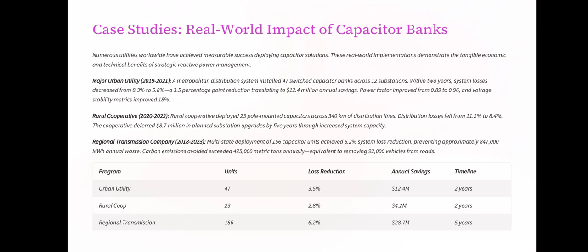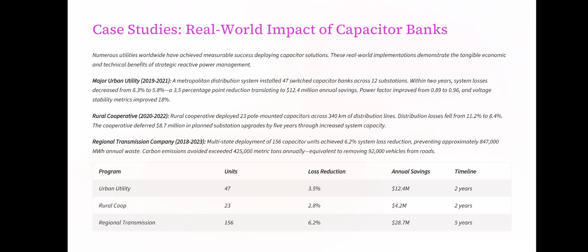Major urban utility, 2019 to 2021. A metropolitan distribution system installed 47 switched capacitor banks across 12 substations. Within 2 years, system losses decreased from 8.3% to 5.8%. This 2.5 percentage point reduction translated to 12.4 million in annual savings. Power factor improved from 0.89 to 0.96 and voltage stability metric improved 18%.